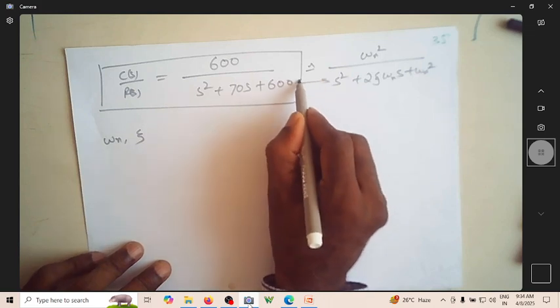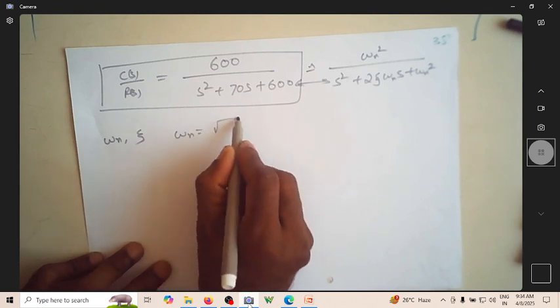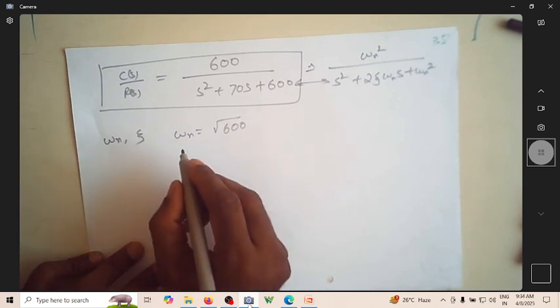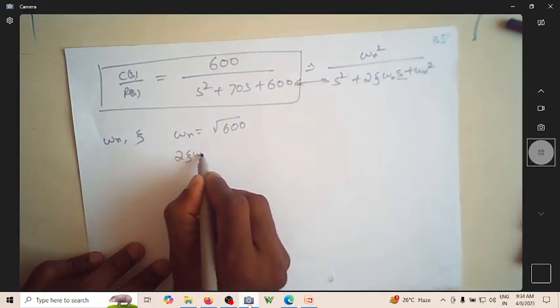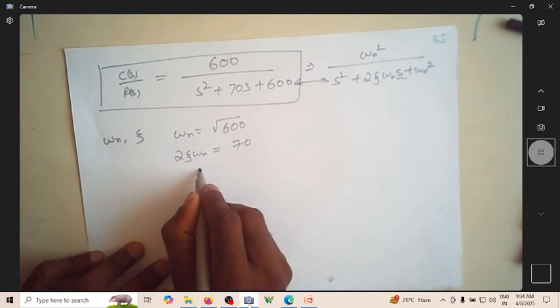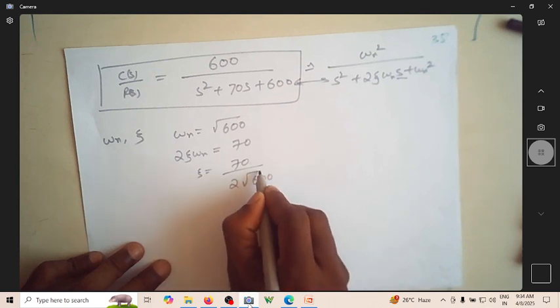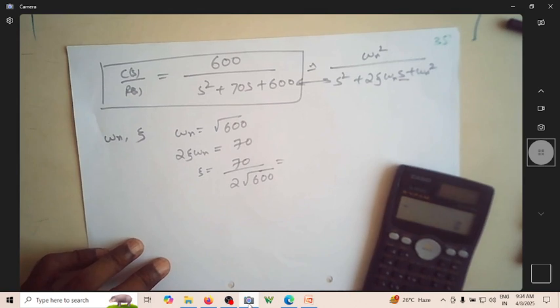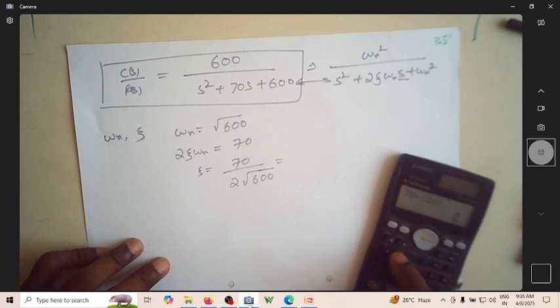So we are asked to find what is omega n and zeta. So equating the denominator of both the equations, omega n is actually under root of 600. Now we have the coefficient of s: 2 zeta omega n is equal to 70. So I can find this zeta, which is nothing but 70 divided by 2 into root of 600.